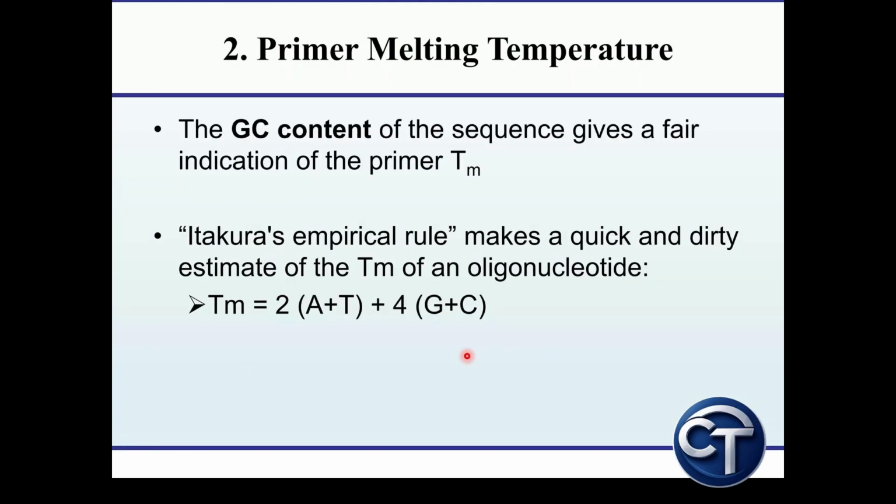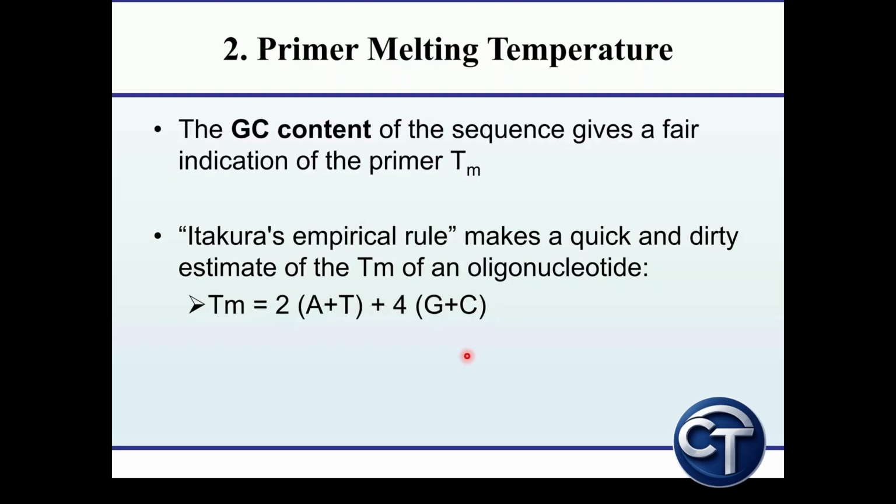GC content plays a major role in primer stability. Guanine and cytosine form three hydrogen bonds compared to two in adenine and thymine pairs. This means high GC content increases stability, but excessive GC residues can lead to strong secondary structures. Therefore, ideal GC content is 40 to 60%. This range provides a balance between stability and flexibility.